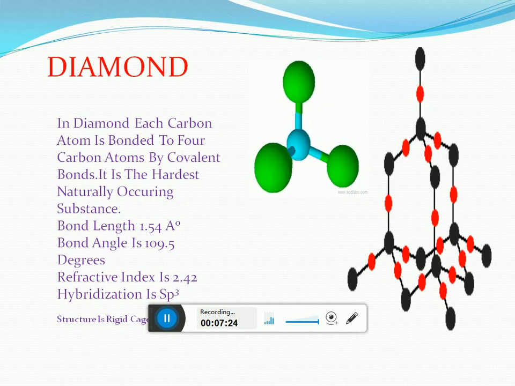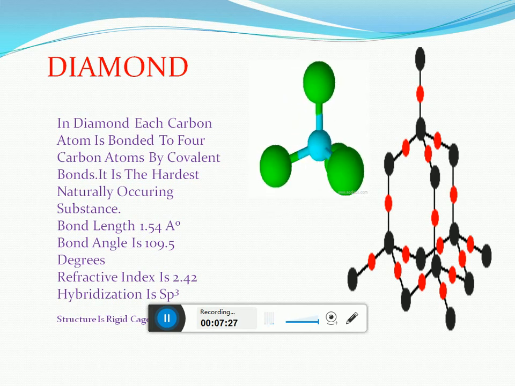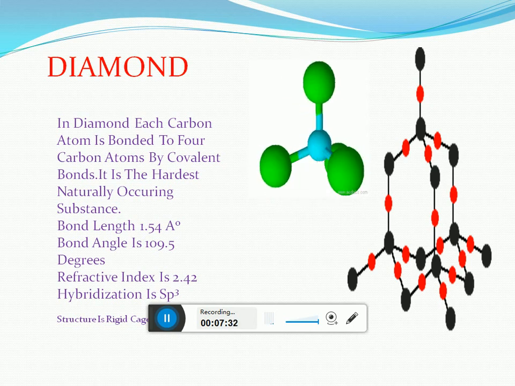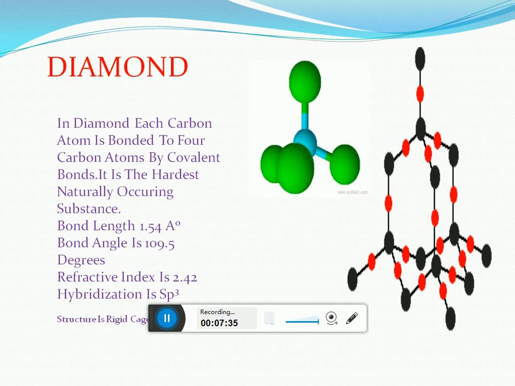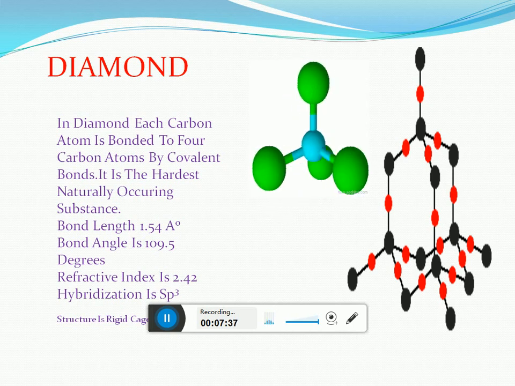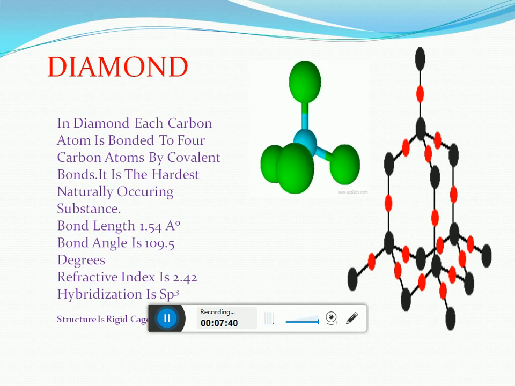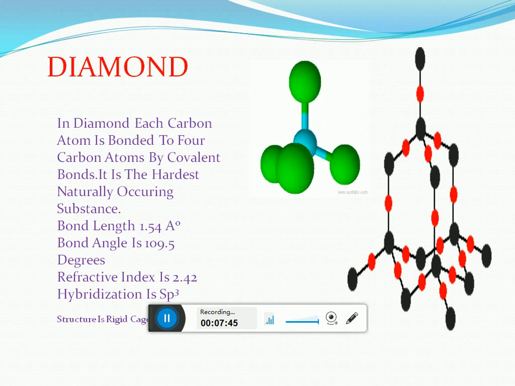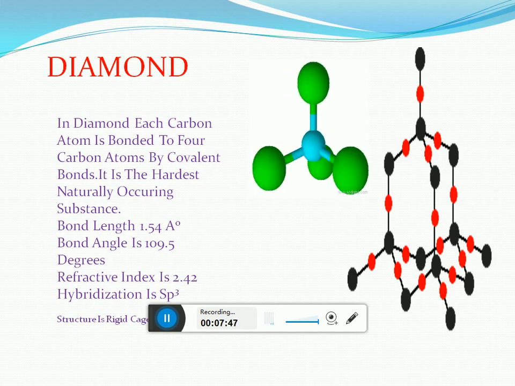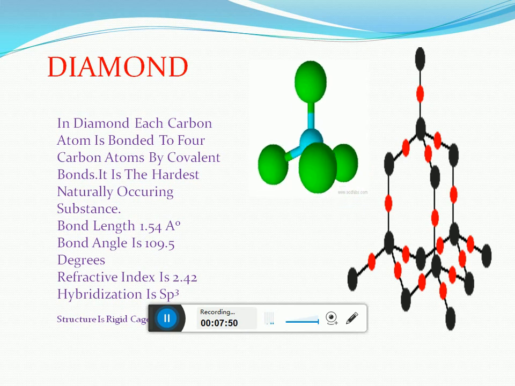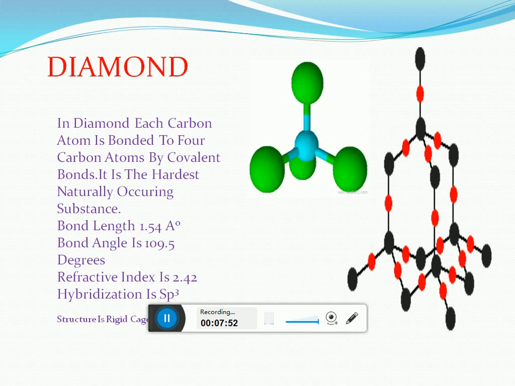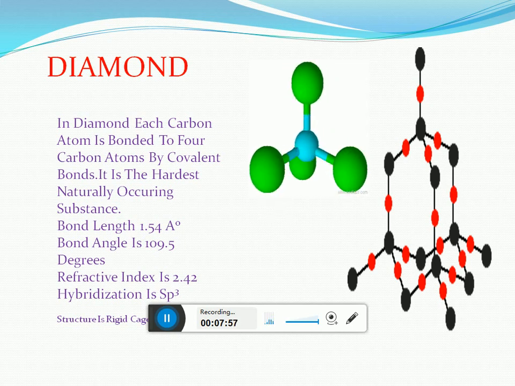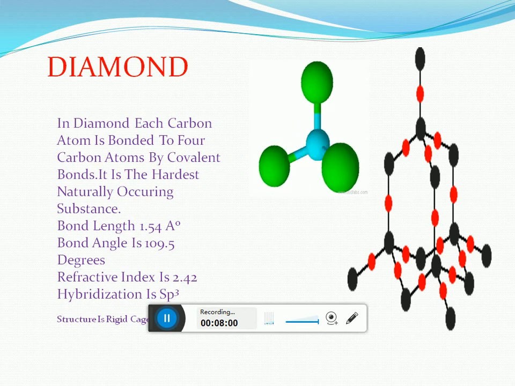You observe this animation, children. The bond length between two carbon atoms in diamond is 1.54 Angstrom units. It appears just like a cage. Each carbon atom is covalently bonded by 4 more carbon atoms. You see the animation, children, and try to understand the structure of diamond.